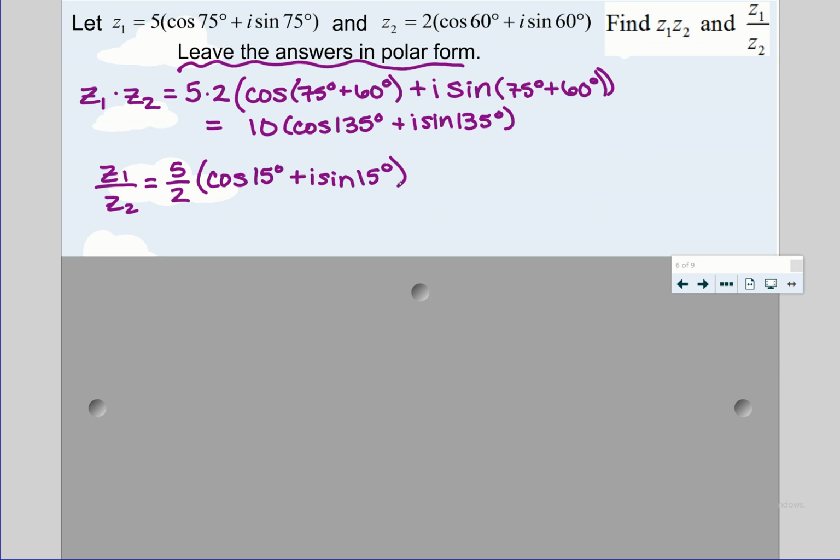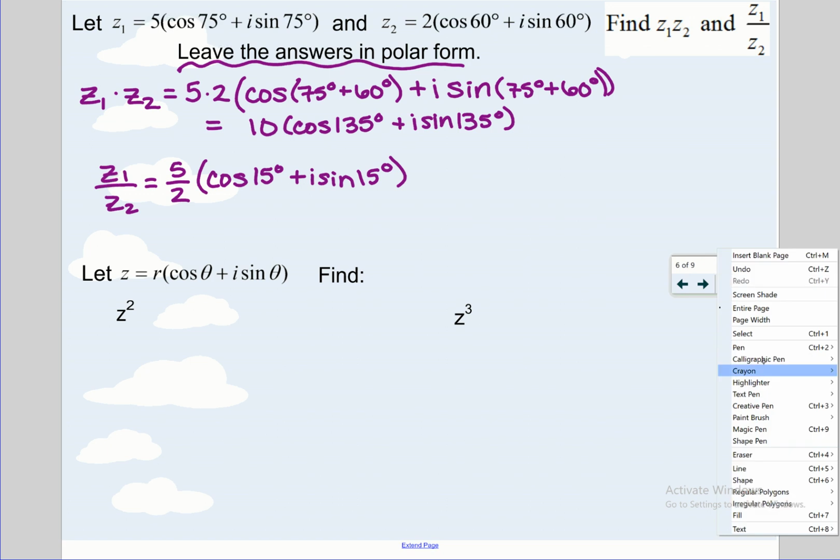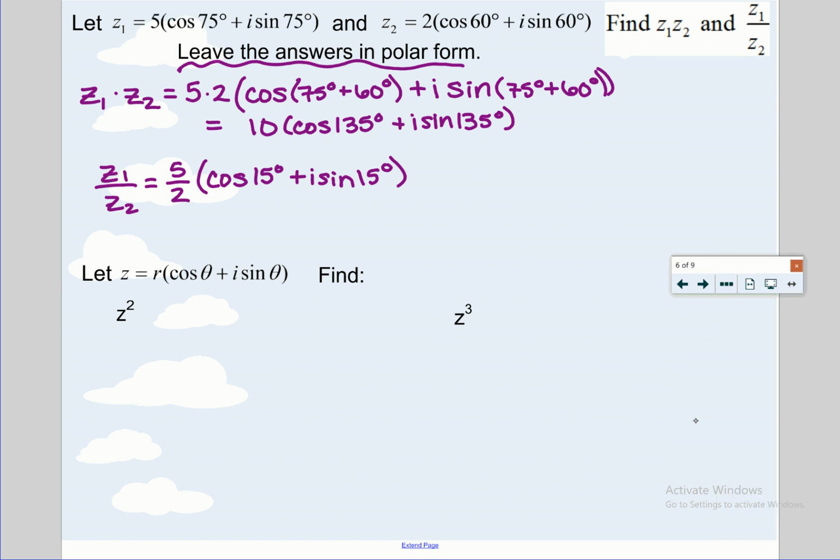All right, we're going to use the multiplication formula to figure out the next thing we need. Let's say we have Z, this complex number, in polar form. R is whatever its magnitude is, theta is whatever its argument angle is. I want to find Z squared. So squaring something means to do what? What does it mean to square something? Multiply it by itself. So we're just doing Z times Z.